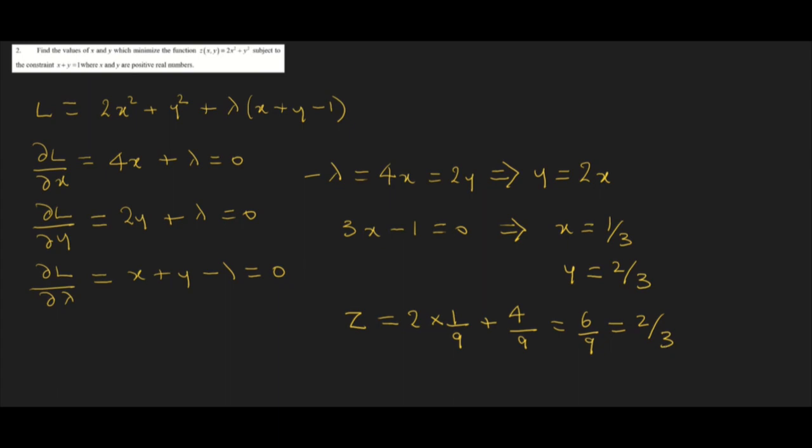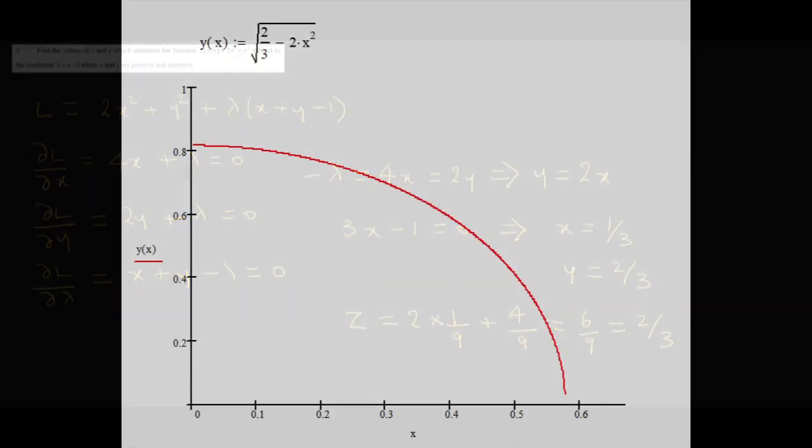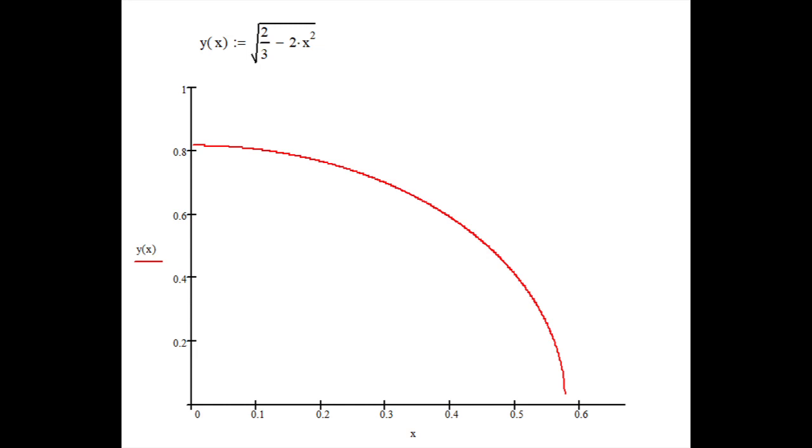How do we know that this is a minimum rather than a maximum? Well, a shortcut here is to look at the contours of the objective function, and if we look at the contours of the objective function we see that they are in fact concave.